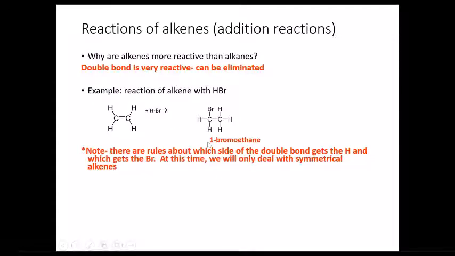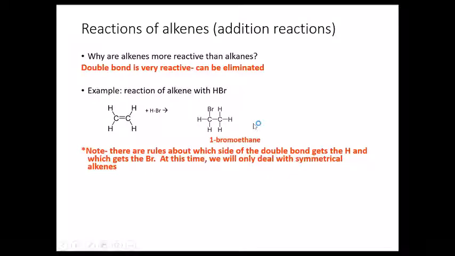And remember, the way you name this one, it doesn't really matter, okay? If I put the bromine on this other carbon instead, we end up numbering this from the right side instead of the left. It would be the same thing anyways. It would still be 1-bromoethane.